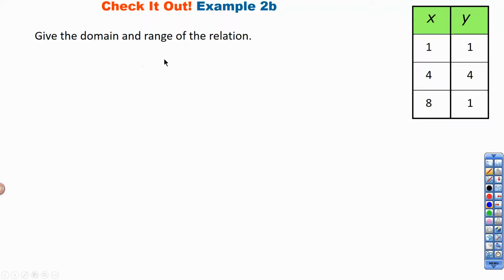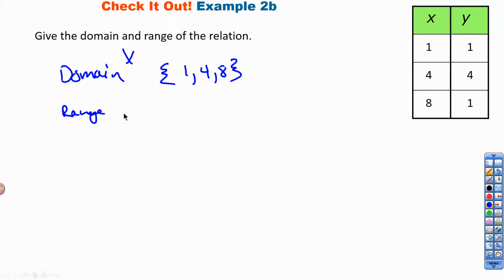Give the domain and the range of the relation for a table. Is this going to be an and or an or, or is it going to be in a set? It's going to be in a set. So the domain, is that your x or your y? X. Domain is the x. Good. So what is our set? 1, 4, 8. And then our range, is that the x or the y?